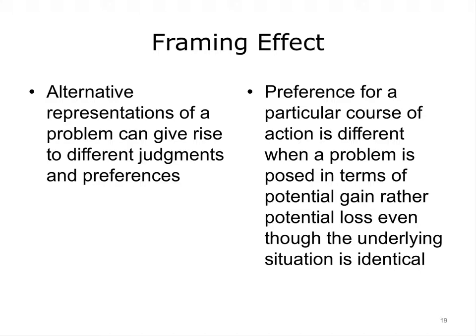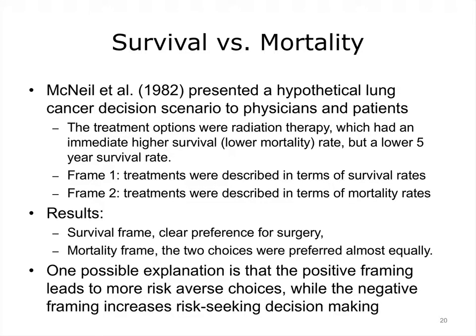The framing effect refers to the fact that alternative representations of a problem can give rise to different judgments and preferences. Preference for a particular course of action is different when a problem is posed in terms of potential gain rather than potential loss, even though the underlying situation is identical. On the next slide, we will provide an example. For example, when a cancer patient is given a prognosis in terms of survival years, the perception is different from probability of mortality. The difference is just in the presentation, not in the substance.